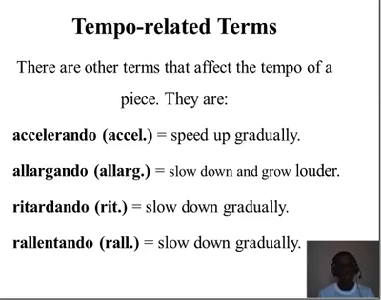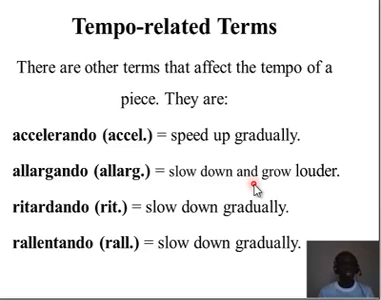Let's talk about some other tempo related terms. The other terms that are used for tempo include accelerando. As you can see, the abbreviation of accelerando is ACCEL. The meaning is you speed up gradually. This is the short form of accelerando, and it means speed up gradually. Another one is allargando, which is ALLARG dot. It means you slow down and grow louder.